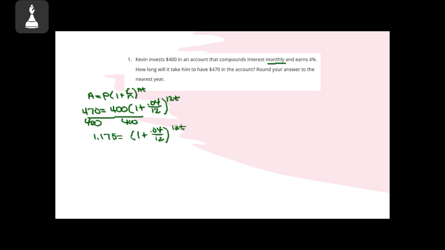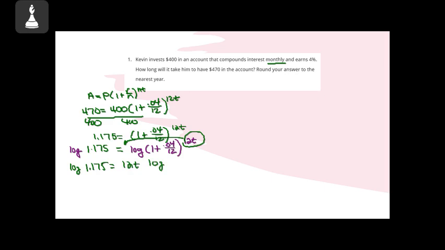So if I log this side, and I log the other side, 1 plus 0.04 over 12 to the 12t, we are then able to bring this power down front. So I have log of 1.175 equals 12t times log of 1 plus 0.04 over 12. And I'm leaving everything in its form right now because if I round this too soon, it's going to throw off my answers.